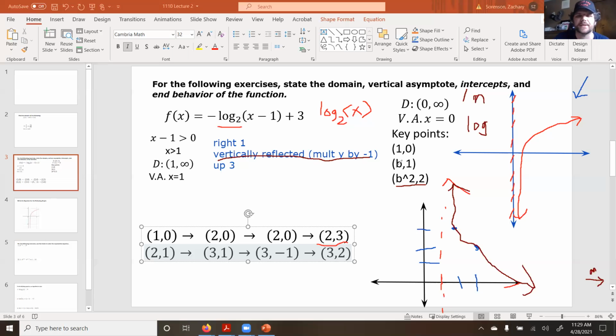And then Courtney's saying, can I explain the key points again? So the key points I wrote here were generally for just a log base that I don't know. Like I said, in general, these are always going to be my key points: (1, 0), (b, 1), (b squared, 2). Once I know my base, I can figure out my key points in a concrete manner, right? Like if it's log base 3 of x, my base is 3. So the key points of the log base 3 graph will be (3, 1) and (3 squared, 2).